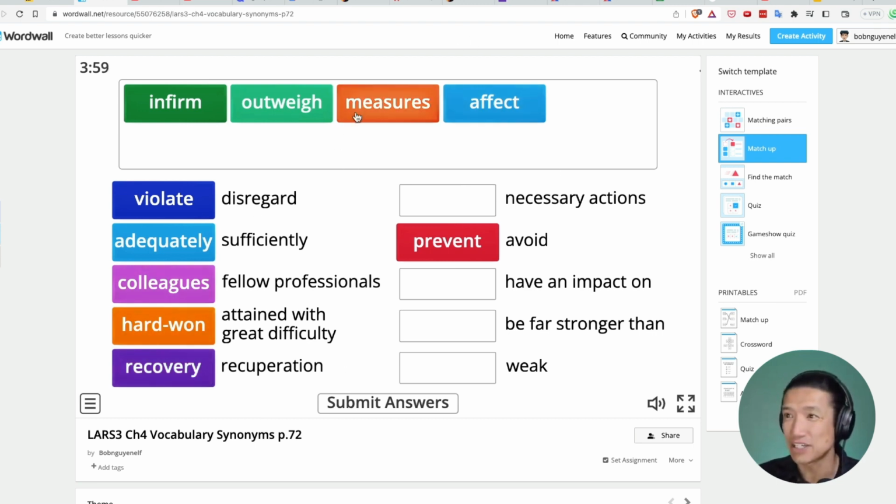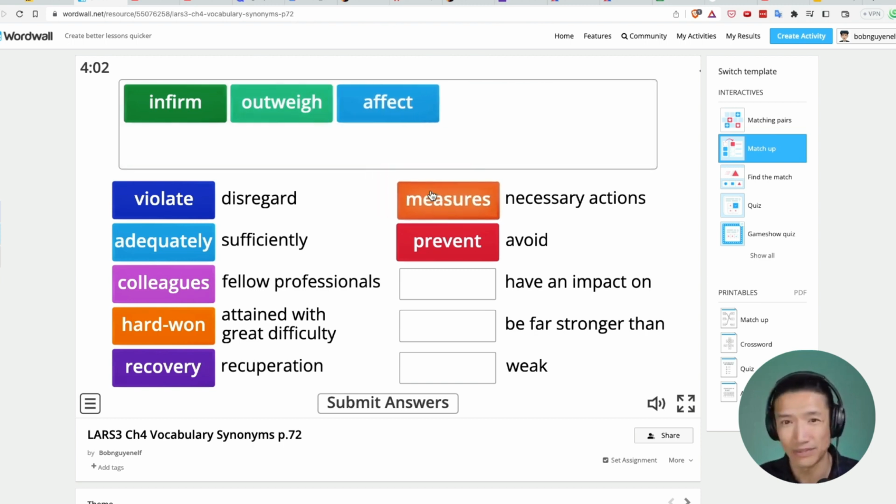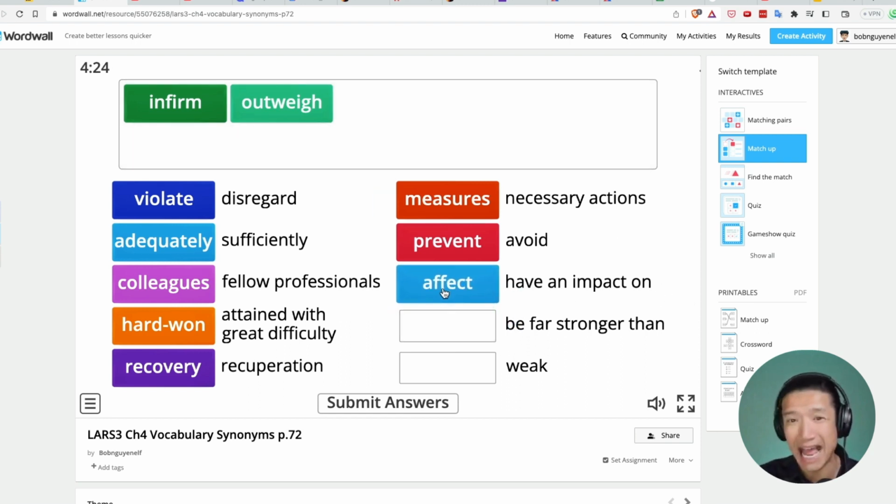That's it. Necessary actions, measures. We have to take measures into our own hands. There's a measure in the law that makes us do something. You can write a measure to prevent something. You can also measure something, the height, the length. This has a different meaning. Avoid, prevent, have an impact. This is a very important word: affect. It also means your affect, your emotions, but that's a noun. It's a really difficult word, guys. Affect, effect. We'll talk about it next.